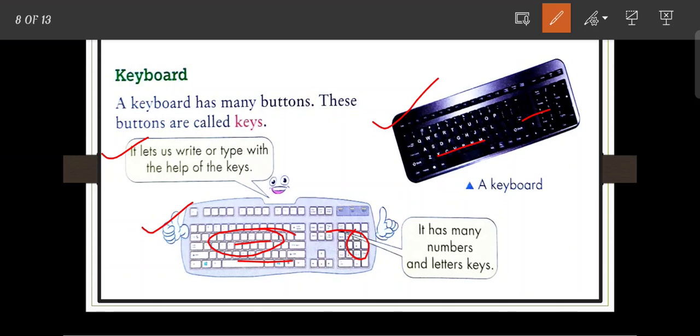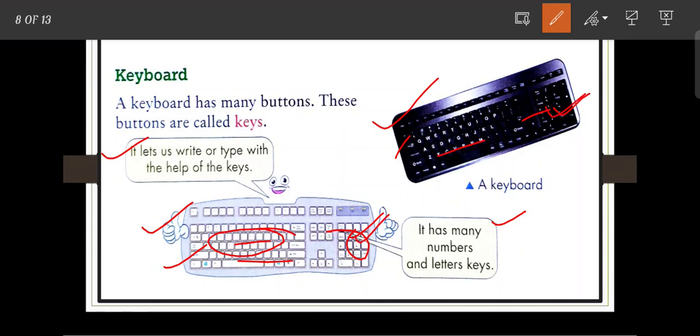So when we need to type anything on a computer, we use this keyboard, okay. It has many number and letter keys. Here you can see Q, W, E, R, T, these are the alphabet keys or letter keys, okay. And the number keypad is present on the right side of the keyboard, okay. This is the number keypad.